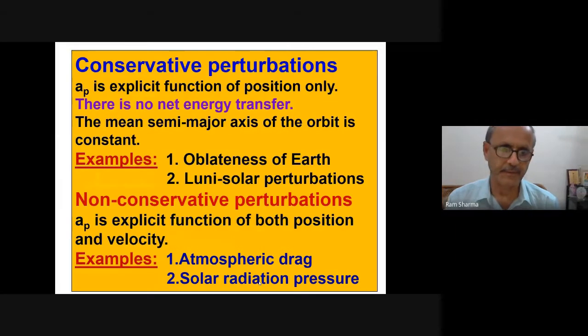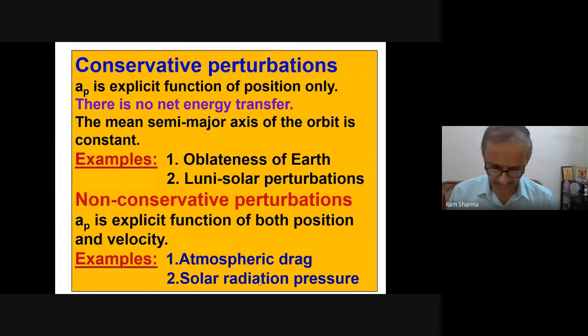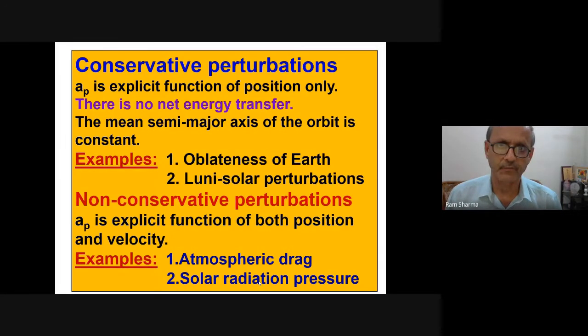And non-conservative perturbations are those where your force function is a function of both position and velocity. In atmospheric drag it happens, in radiation pressure also it happens, because in radiation pressure the satellite passes through the shadow of the Earth, and at that time the force function changes. So it becomes time dependent there. So atmospheric drag and solar radiation pressure are the 4 more important forces, but we have some more, which anyway sometimes also become very useful.